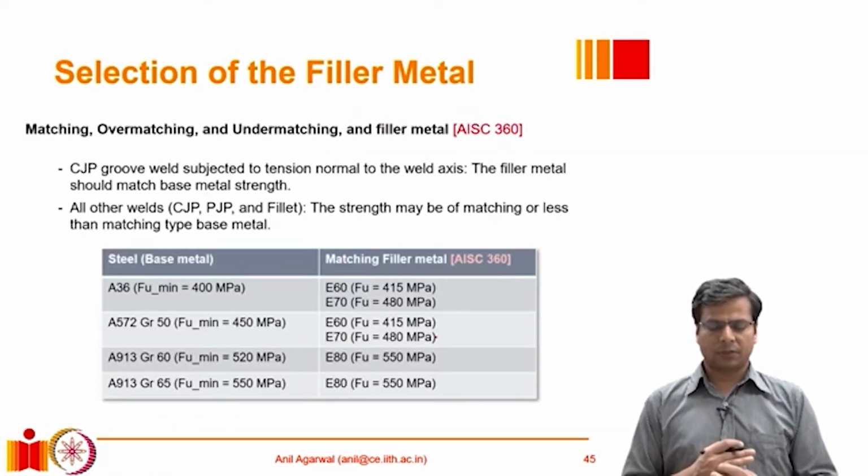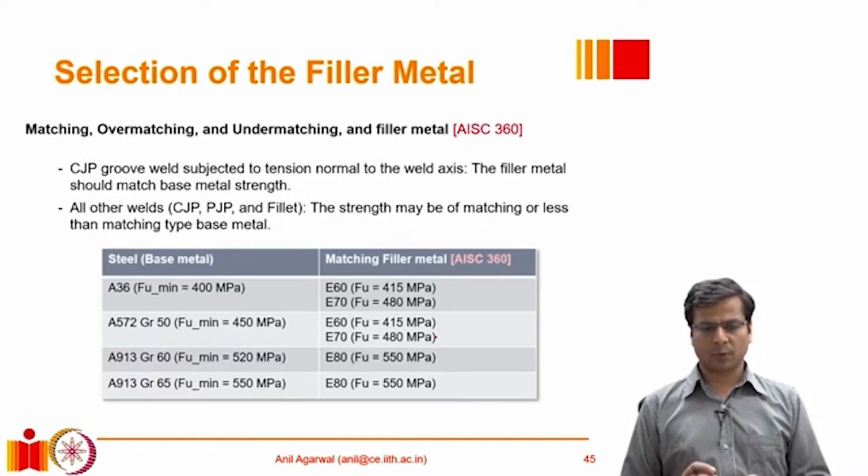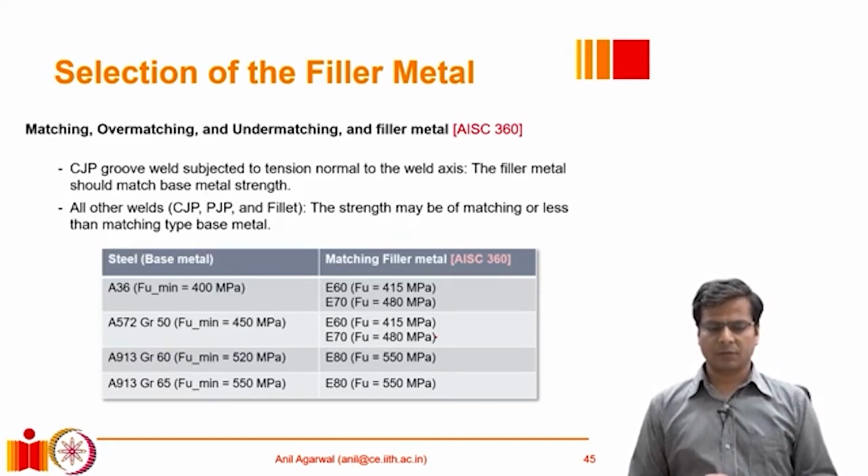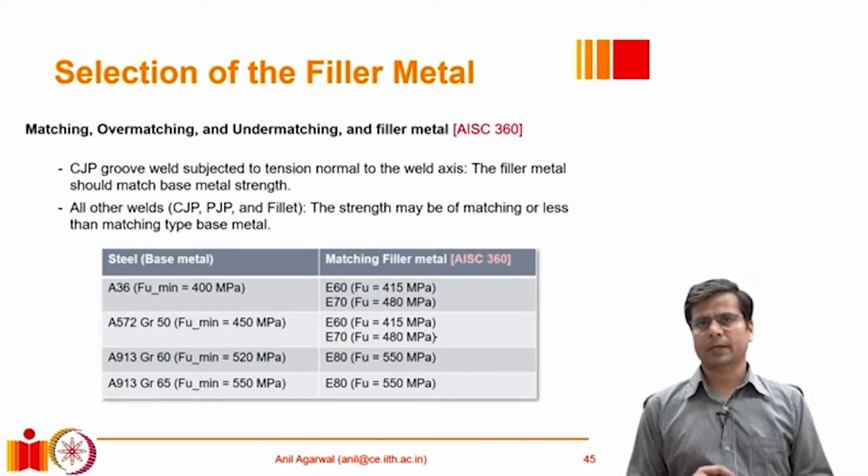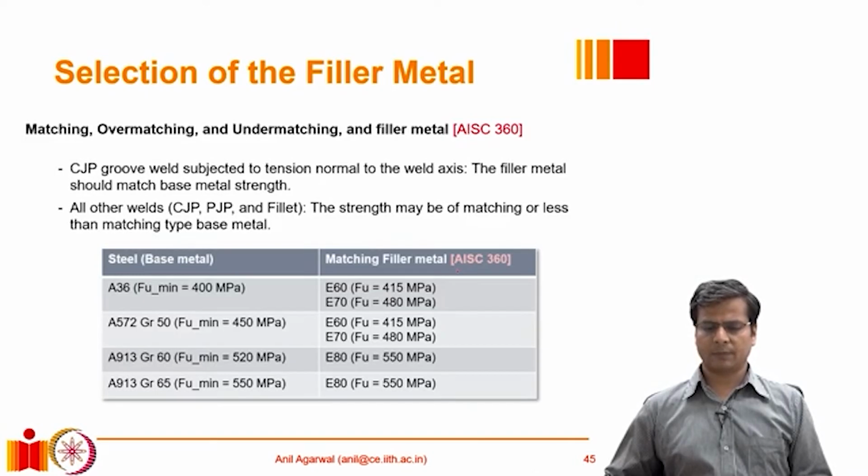Also, there is an important question to understand: what type of electrode or what kind of filler material can be utilized for what type of base material. So if the plate that I want to weld has an ultimate strength of, let's say, 410 MPa, the question is what kind of filler material we could utilize. So there is a catalog. AISC 360 gives this kind of a table. There are many other documents, some welding association documents, that also provide similar tables, which specify which filler metals match with what type of steel.